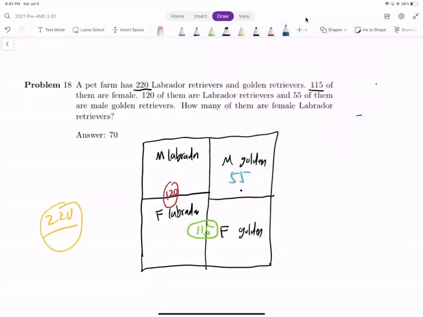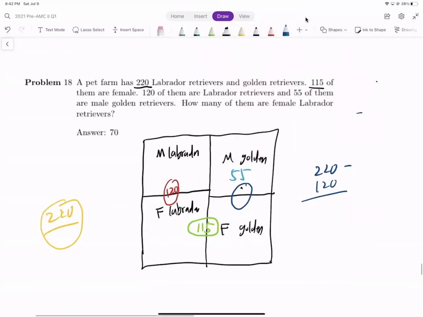We get this part will be 220 minus 120, right? 210 minus 120. So this part we know will be 100. So there are 100 golden retrievers, and this is 55.